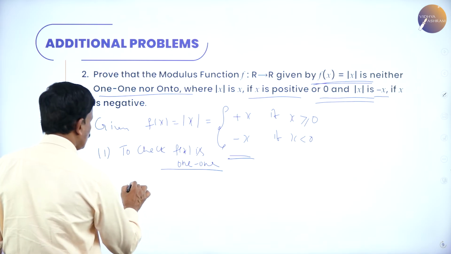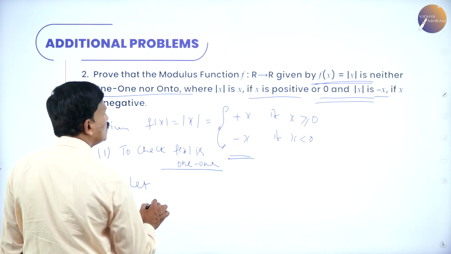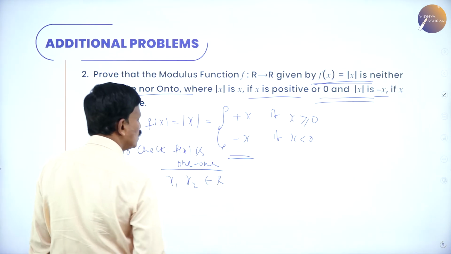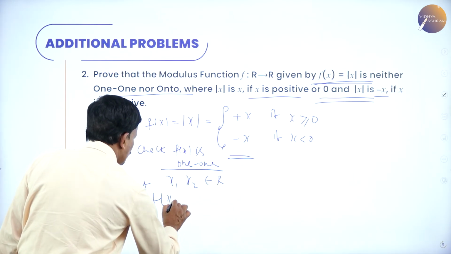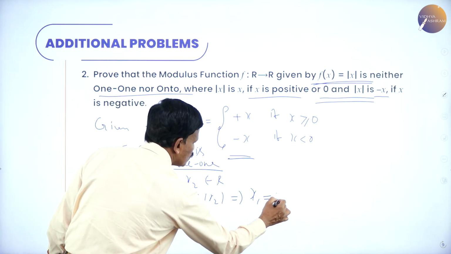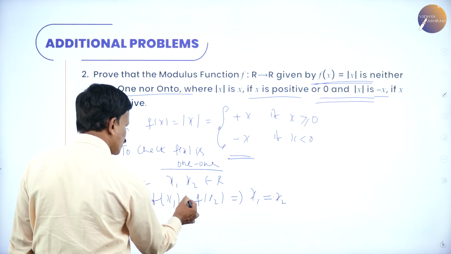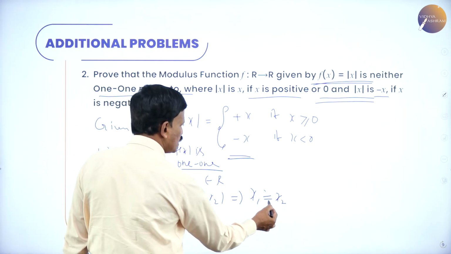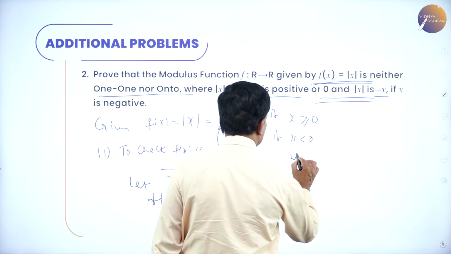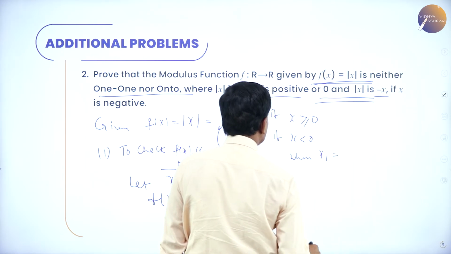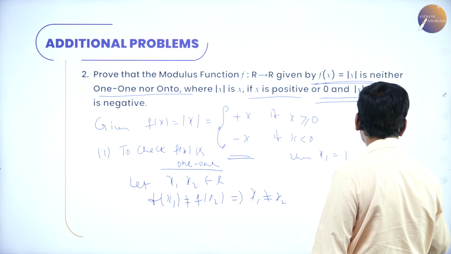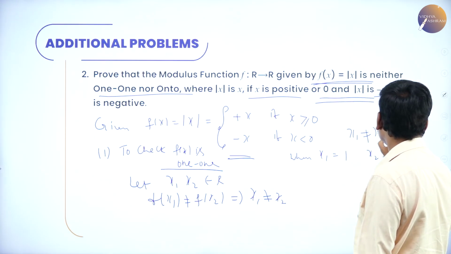Same type. Let for all x1, x2 belongs to R. Now what is to verify? f of x1 is equal to f of x2 implies x1 is equal to x2, or if f of x1 is not equal to f of x2 implies x1 is not equal to x2. Let us take x1 is equal to plus 1 and x2 is equal to minus 1, so x1 is not equal to x2.